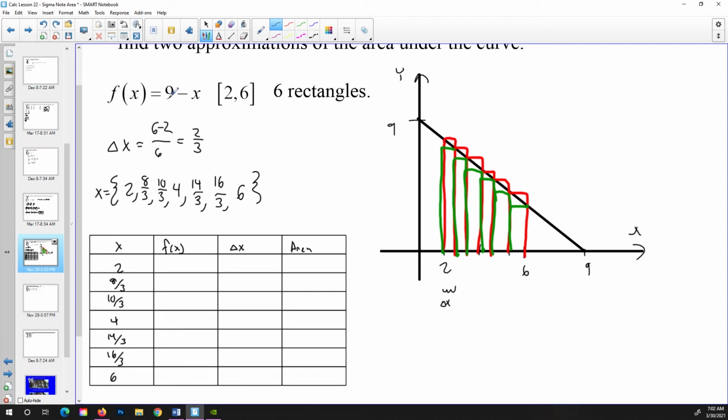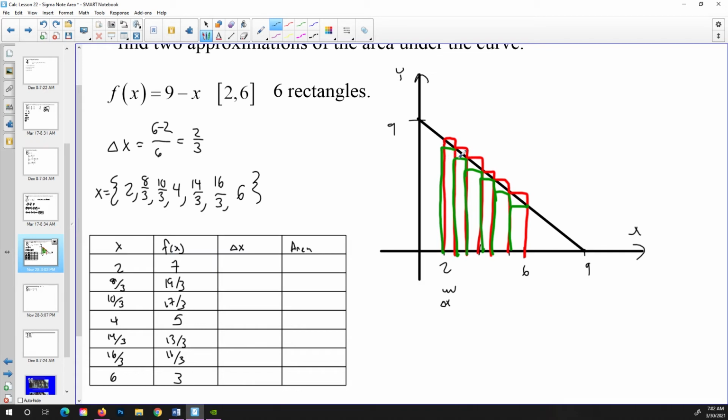So if I go 9 minus 2 will be 7. If I go 9 minus 4, I'll get 5. And if I go 9 minus 6, I'll have 3. All right, so those are easy to calculate. The remaining ones are 19/3, 17/3, 13/3, and then 11/3.